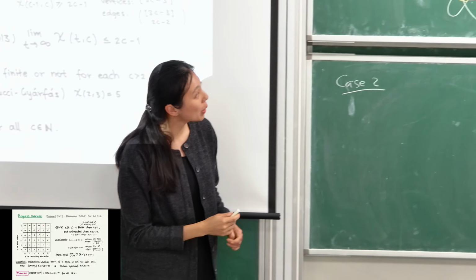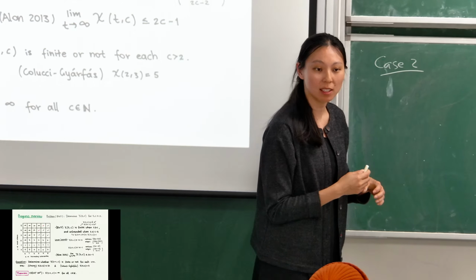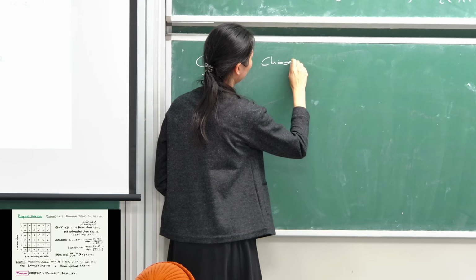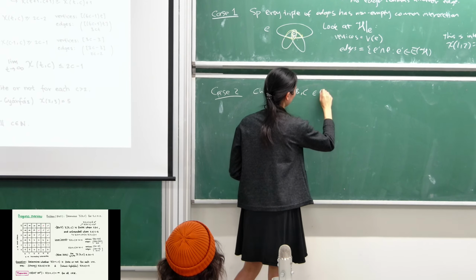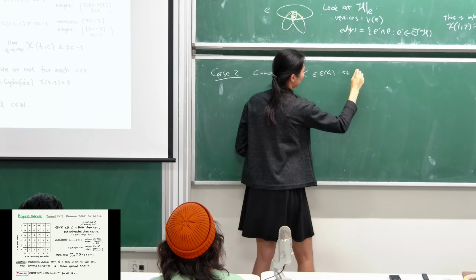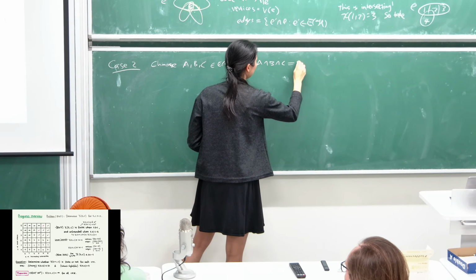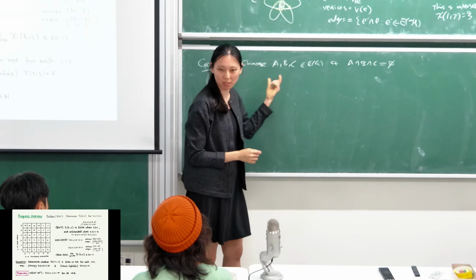Okay, so now we know that we can find a triple of edges that have empty common intersection. I'm going to choose one such triple. Let's say A, B, C, such that A intersect B intersect C is empty. And also, I'm going to choose it so that they have the smallest possible union.